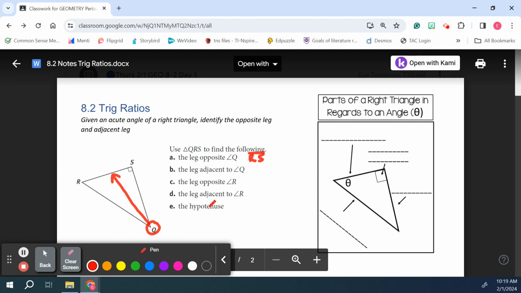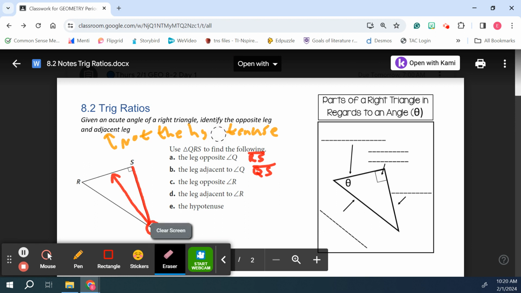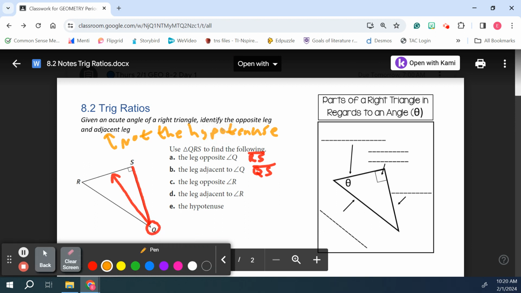Now the adjacent side is the side that makes up angle Q but is not the hypotenuse. Okay? So in that case, that's this one right here, which will be QS. I'm going to write it right here with an arrow, not the hypotenuse. We're always looking at the legs, not the hypotenuse. I guess it would help if that looked like the word hypotenuse, huh? There we go.